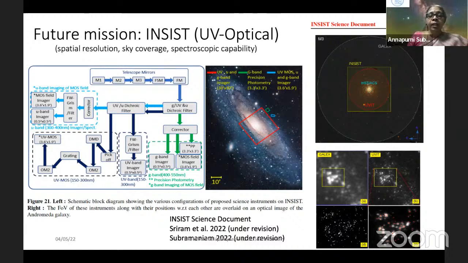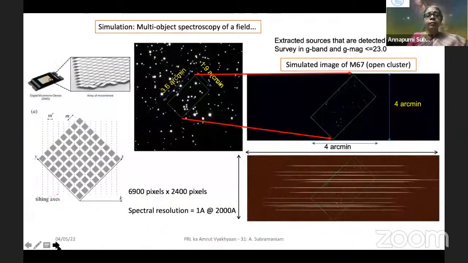And this is the blue field for the multi-object spectrograph. If you compare the field with respect to the HST, UVIT, this is the INSIST and the GALAX. So this is the field comparison. Resolution-wise, you can see that the GALAX was like this, UVIT is like this. Now INSIST would be something like this. So these are covered under various publications which are in the offing now.